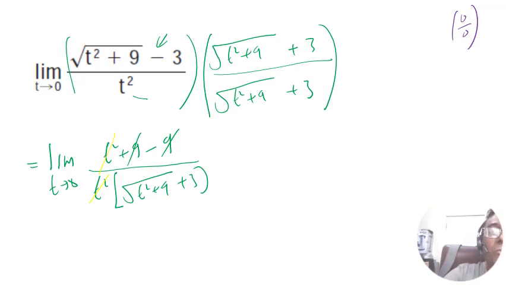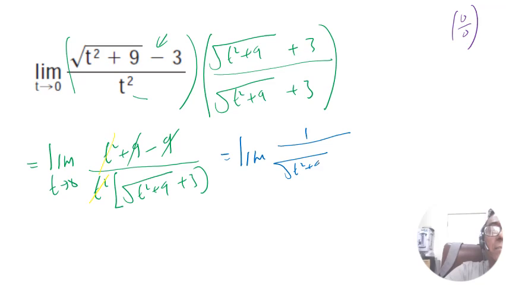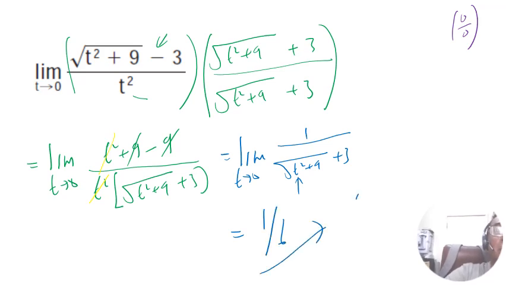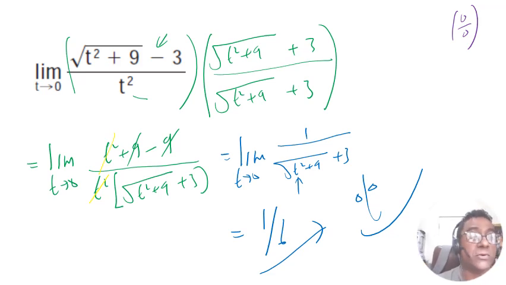And now you end up with, neatly, the limit of 1 over root of t squared plus 9, plus 3, as t approaches 0. Yeah, you're going to put 0. And the answer turns out to be 0 squared, root of that is 3. And the answer is going to be a beautiful 1 over 6. And the world's a happy place. There we have it. Not too bad, right?